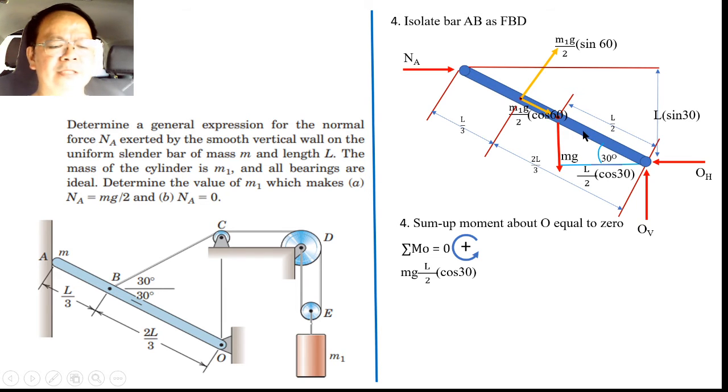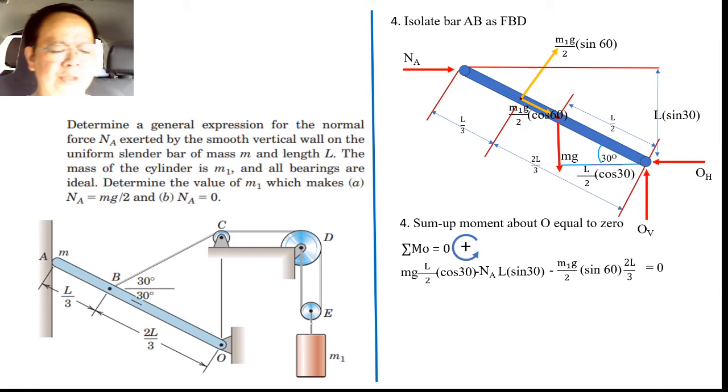Okay? Whereas this N sub A will be clockwise, therefore that would be a negative moment multiplied by the moment arm, which is equal to L sine of 30. Okay? The moment due to this one will also be negative, and that is equal to M1G divided by 2 multiplied by sine of 60 multiplied by the moment arm, which is equal to 2/3 of L. That is 2/3 of L, shall be equal to 0.